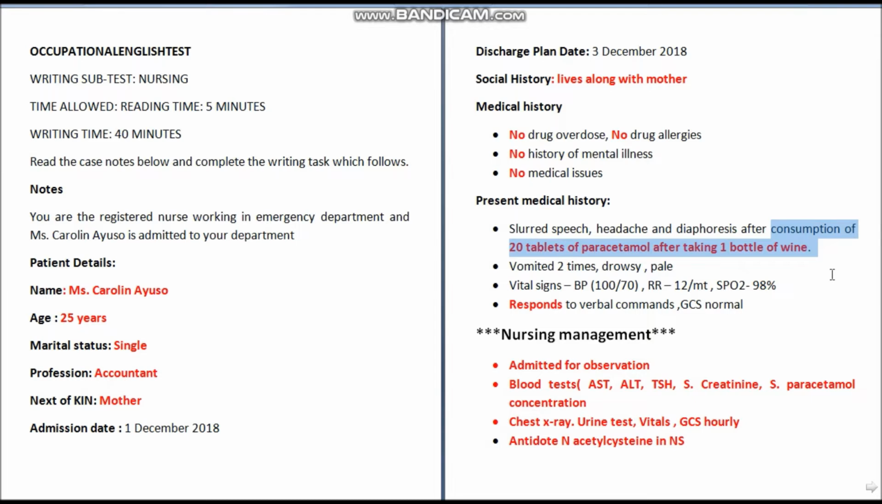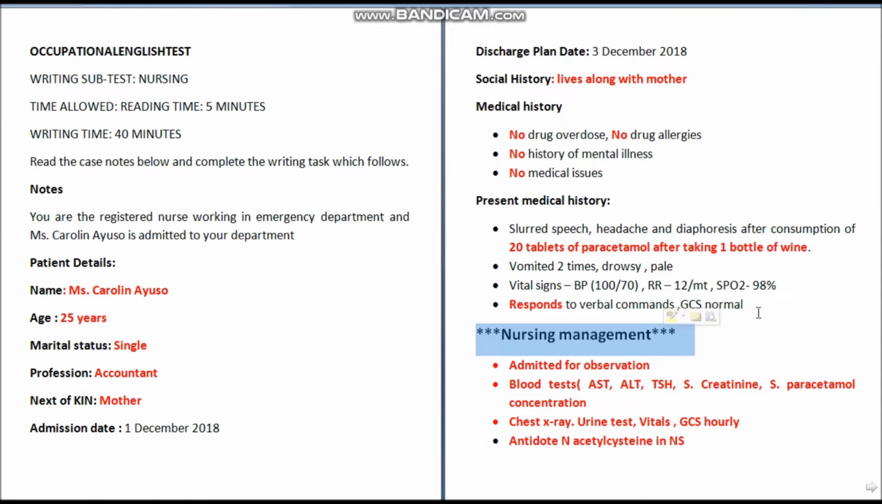After the complete management, we will refer the patient to the psychiatrist, so the psychiatrist can do a mental evaluation. So this was the presentation of the patient. The patient vomited 2 times, was drowsy, pale, vital signs were as shown, the patient responded to verbal commands and GCS was normal. So you are the nurses, and this is the important point for you.